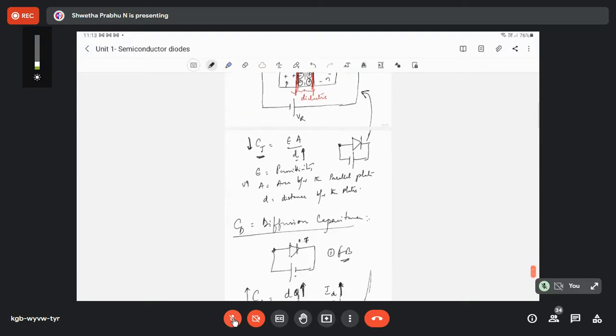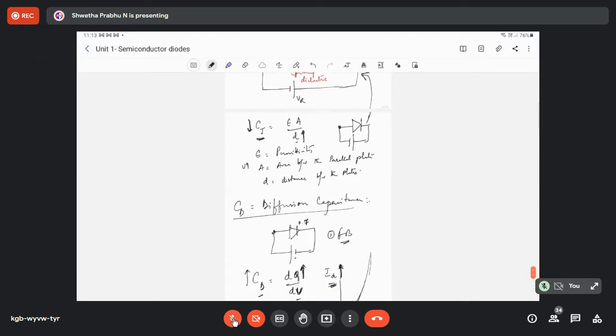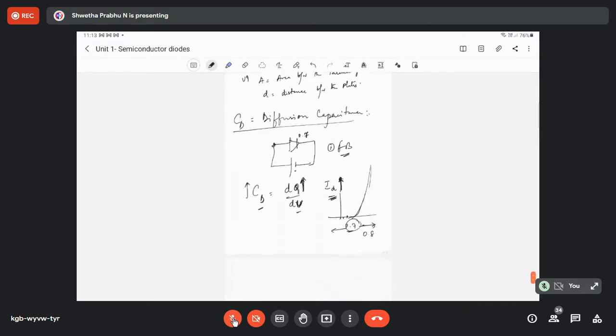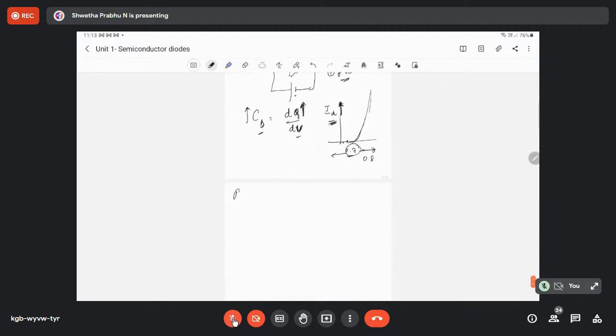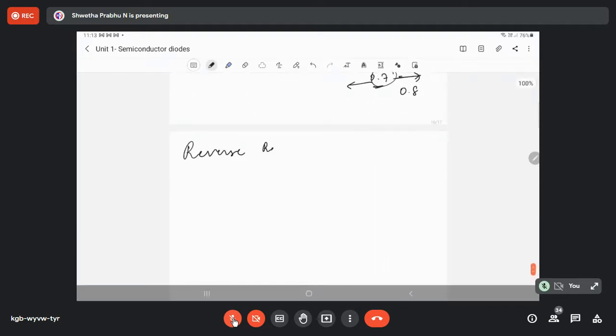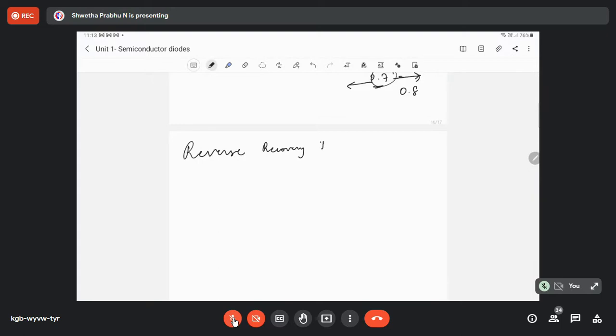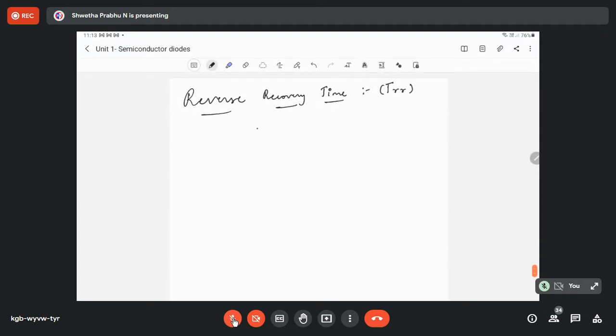So the diffusion capacitance effect is similar to that of the discharge of a capacitor. Next topic of discussion, that is reverse recovery time.